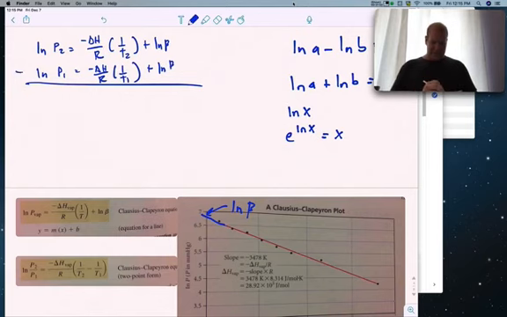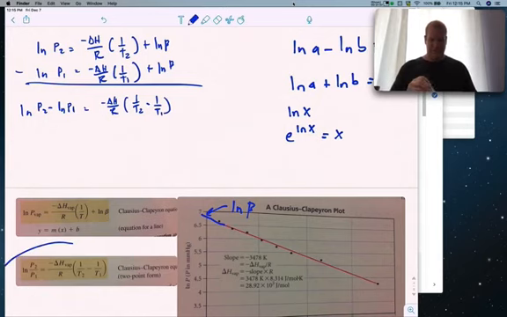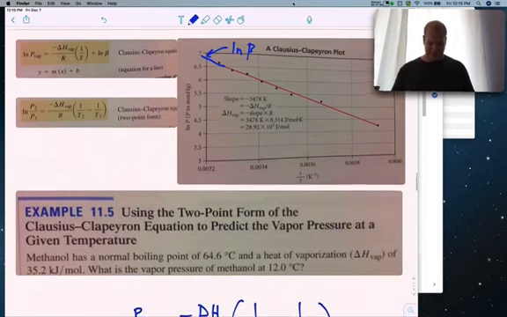Let's subtract these two. We get natural log P2 minus natural log of P1 equals minus delta H over R times 1 over T2 minus 1 over T1. Natural log beta terms go away. And ln P2 minus ln P1 is ln P2 over P1, as we get in that equation there. So if you're wondering how you get that, that's how you derive that.